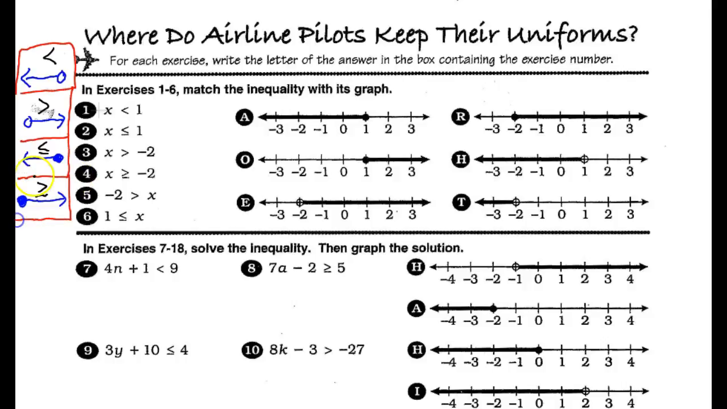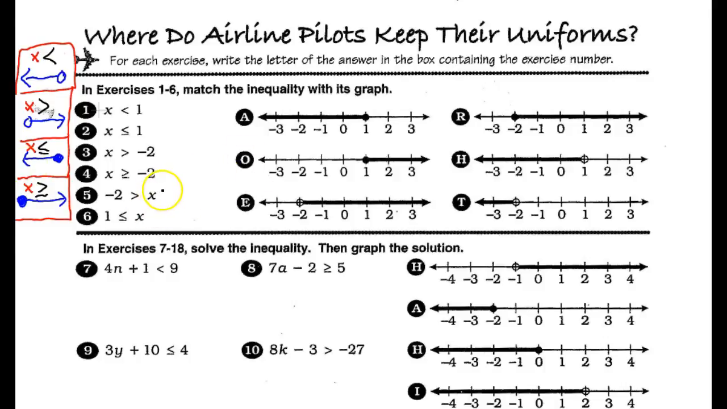It'll be useful. Now, reminder that this is only true if the variable is on the left. So it has to be x is less than, this is x is greater than, this is x is less than or equal to, this is x is greater than or equal to. When the variable is on the left, this is true.